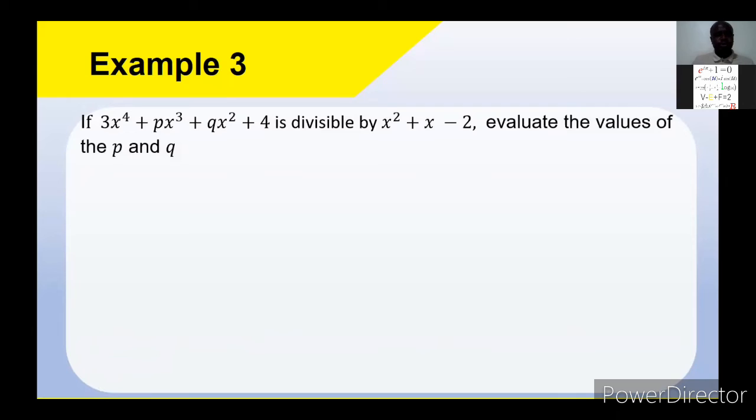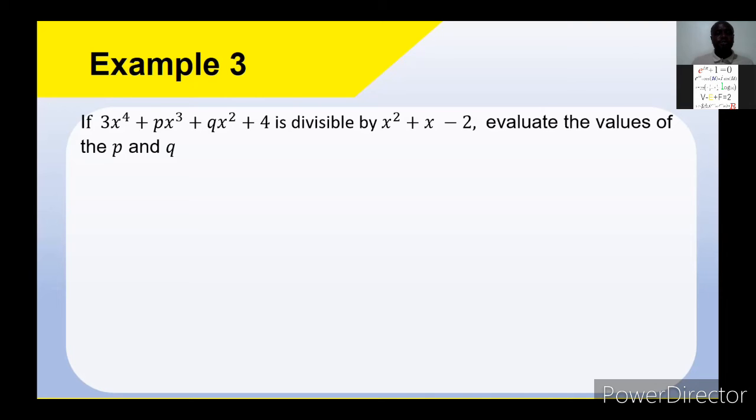Now, this example might be a bit tricky, but once you look at it and try to understand what you are seeing, you would realize that it is no different from the ones that you saw before. So look at this question. If 3x to the fourth power plus px cubed plus qx squared plus 4 is divisible by x squared plus x minus 2, evaluate the values of p and q.